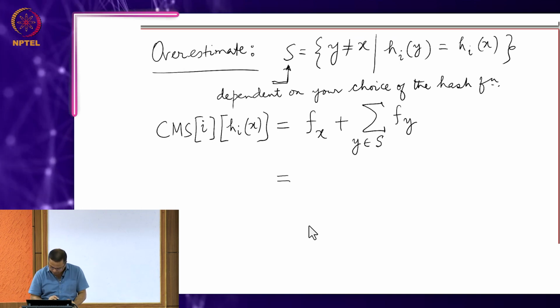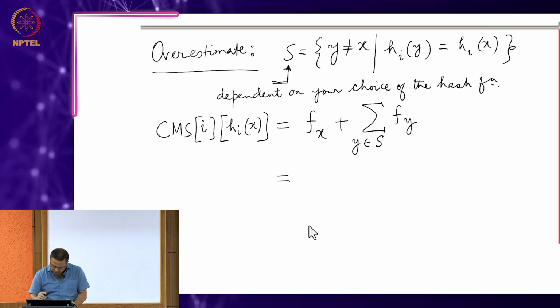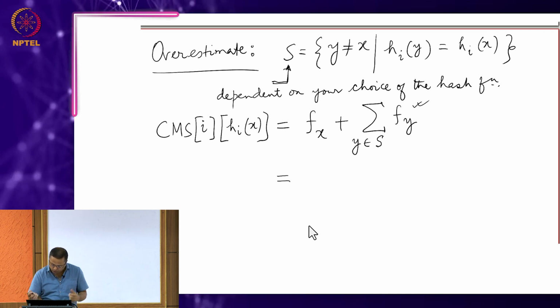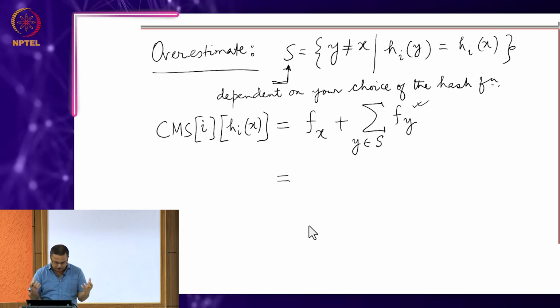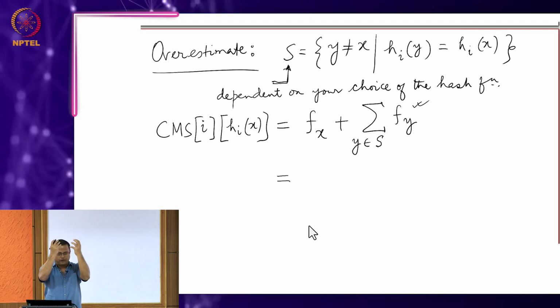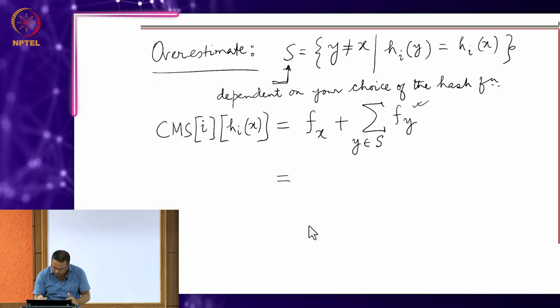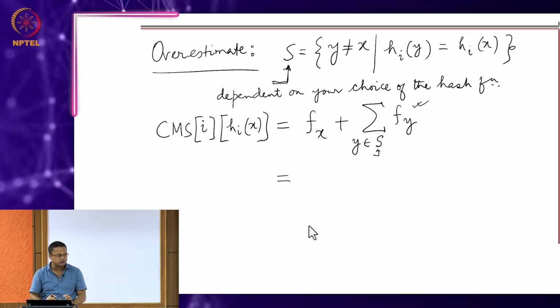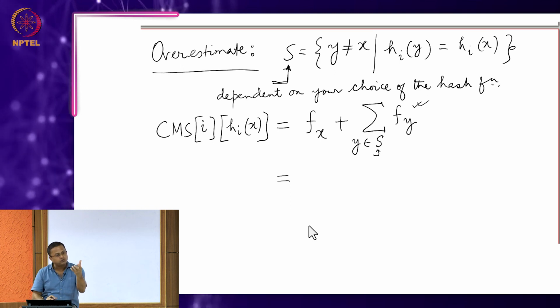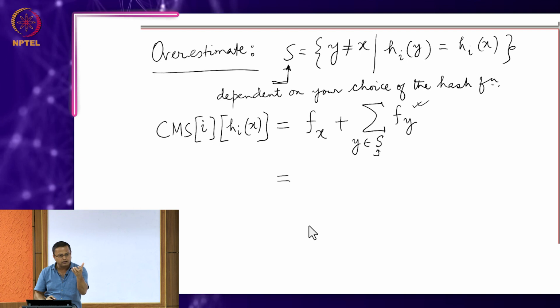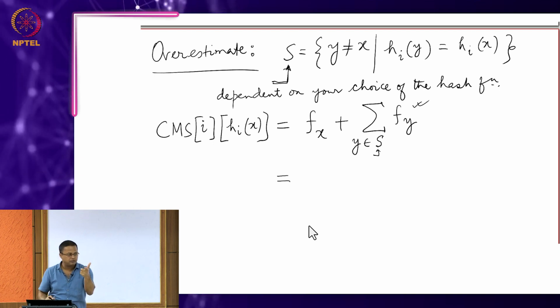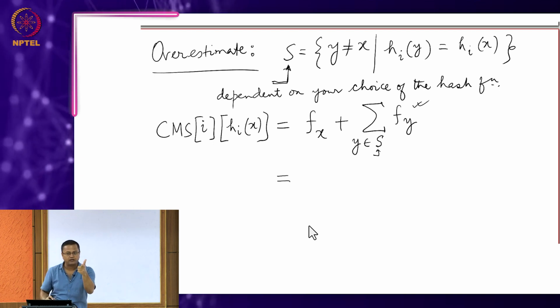Now, see this frequency, whatever was the quantity in the frequency that was pushing up the value, dependent on S. So, that quantity is also a random quantity. Who dictates that? Your choice of the hash function.